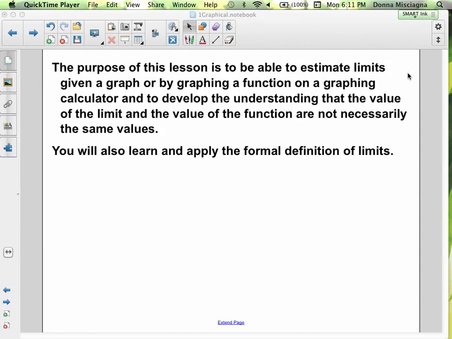Welcome. The purpose of this lesson is to be able to estimate limits given a graph or by graphing a function on a graphing calculator, and to develop the understanding that the value of the limit and the value of the function are not necessarily the same values. You'll also learn and apply the formal definition of limits.